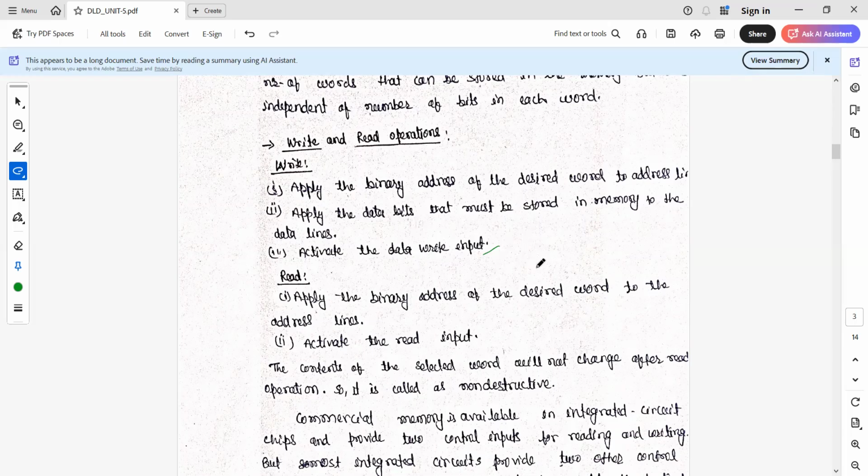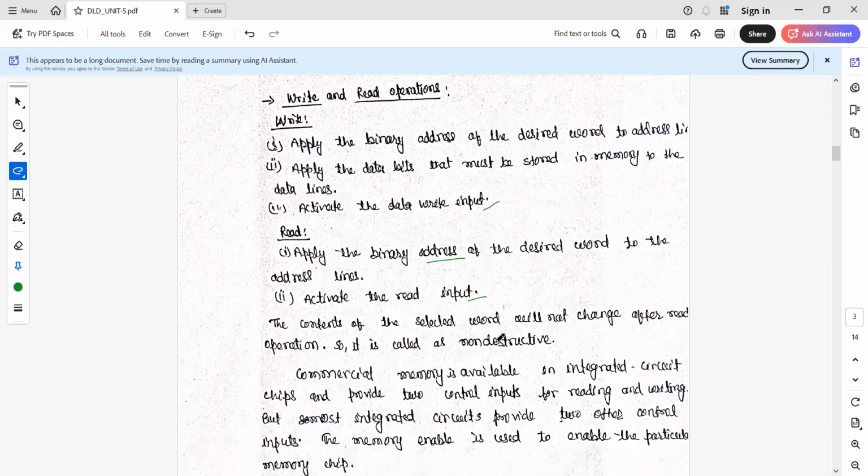Whereas in case of read, since data is not required, we are going to retrieve the information. So only the address will be given to the address bus. After that, we are going to get the output, and that output comes to the data bus.